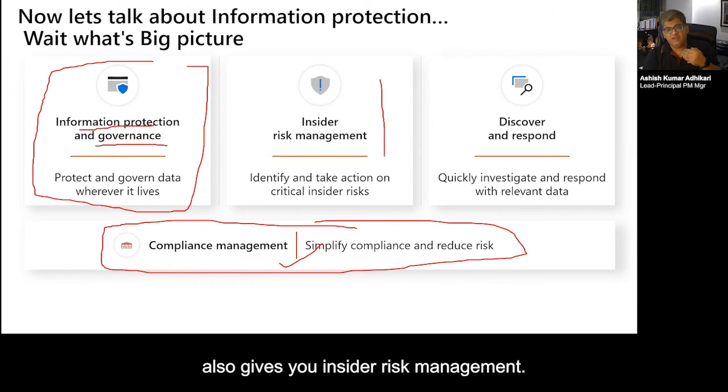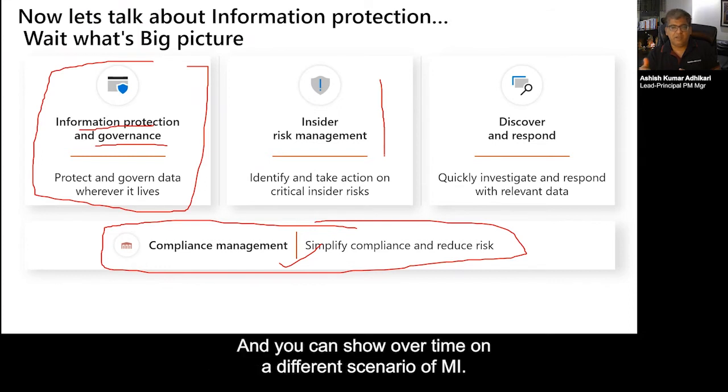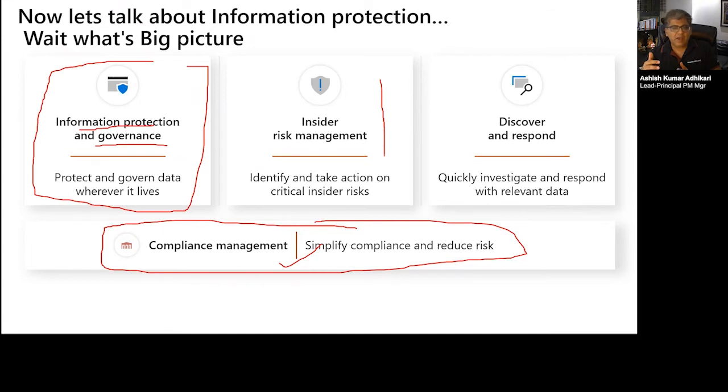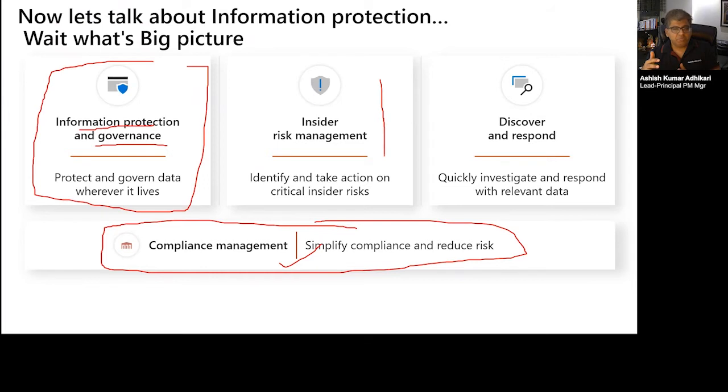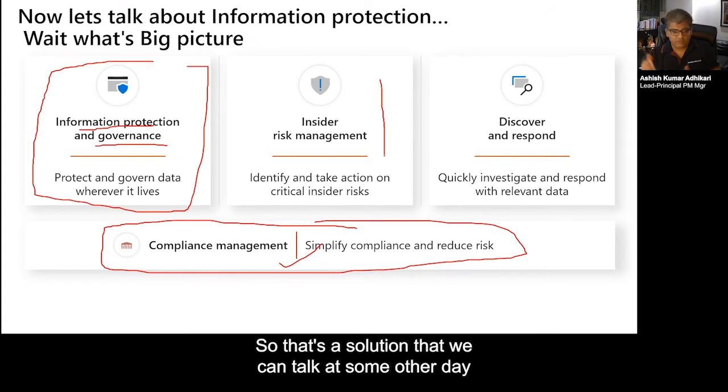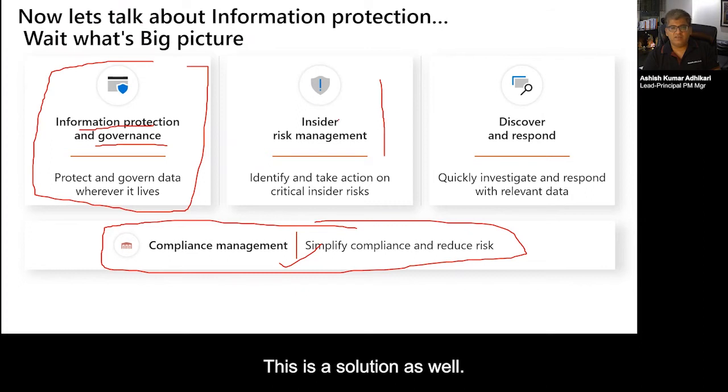And just to see the big picture and complete the view, the Microsoft Office 365 subscription also gives you insider risk management. This again is a separate solution which gives you a fairly AI ML led view of what's happening in your organization so that you can protect against insider threats. And you can also have a tab on different scenarios of are my employees doing certain risky actions? Can I have a better insight if somebody has resigned? And so on. So that's a solution that we can talk about some other day. But just to complete a view, this is a solution as well.